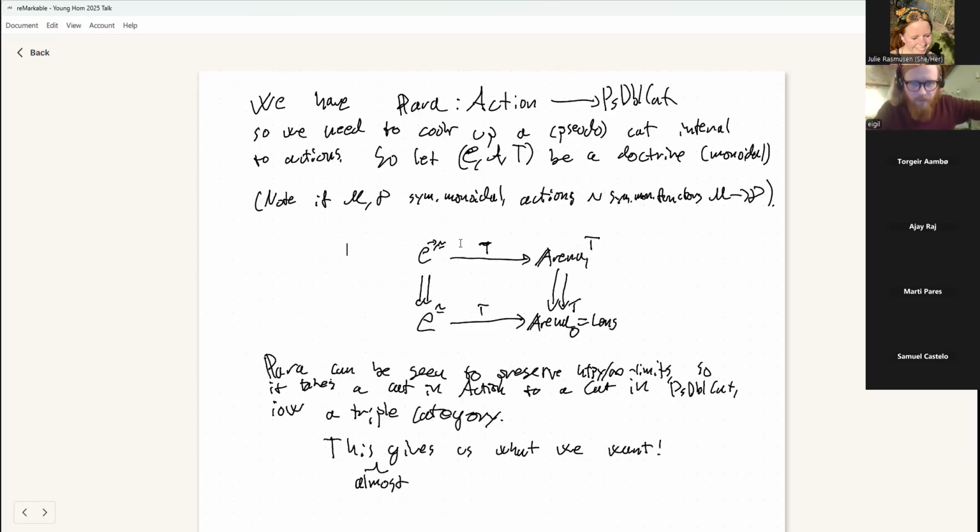So that means I just need to cook up a category internal to morphisms of symmetric monoidal categories, which is just some sort of diagram of the right type. So it's this one.